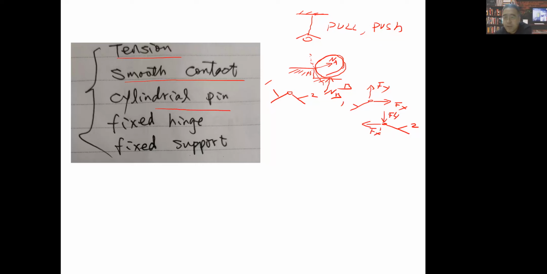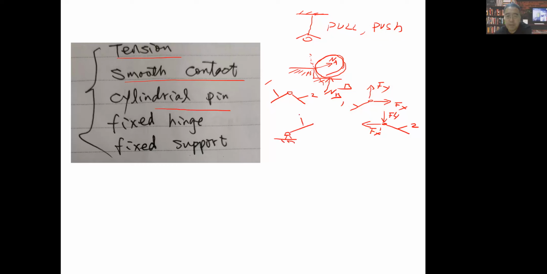So it will have two pairs of action and reaction forces. One is Fy and Fy prime. Another pair is Fx and Fx prime here, right? Another is the fixed hinge. Actually, it's a special case of this one, the cylindrical pin.